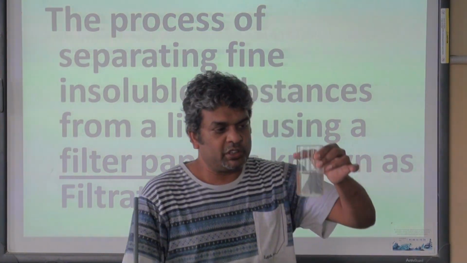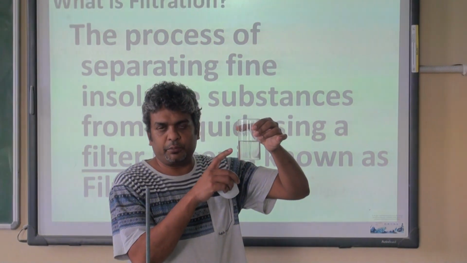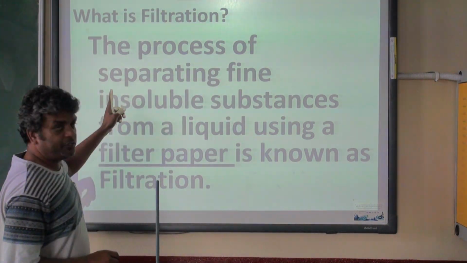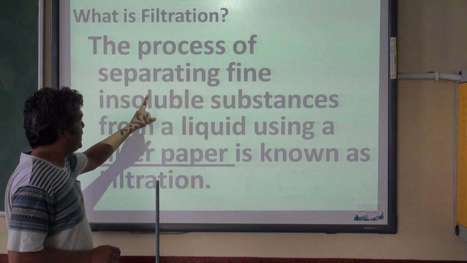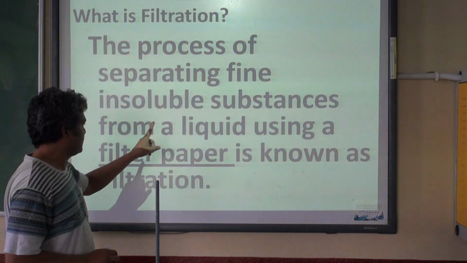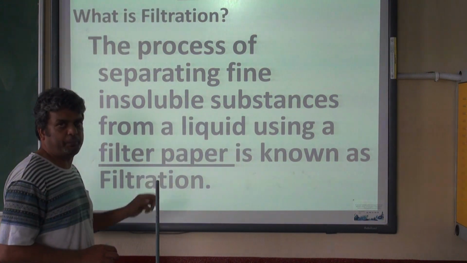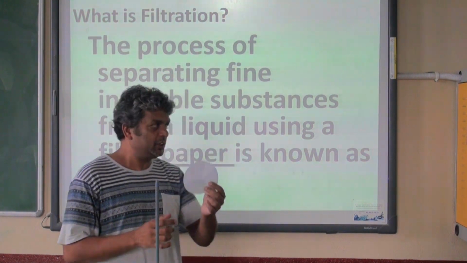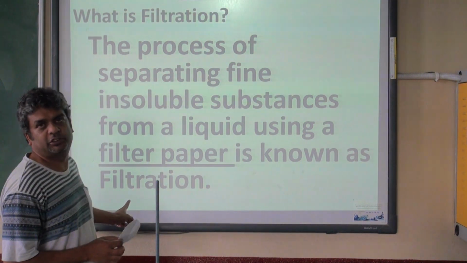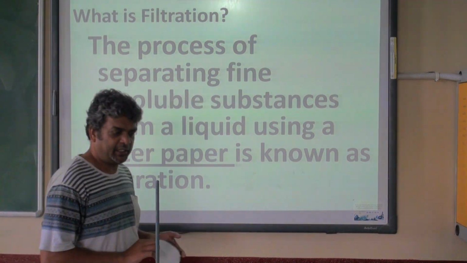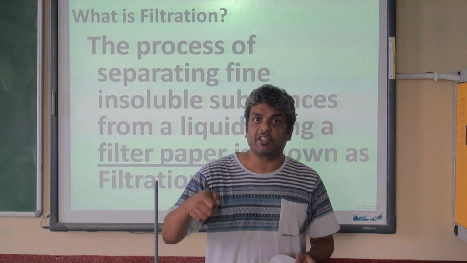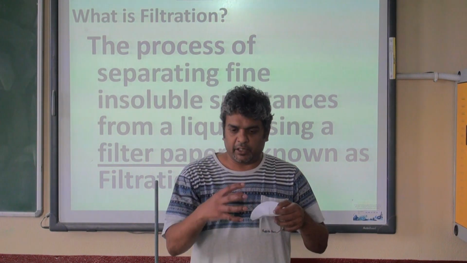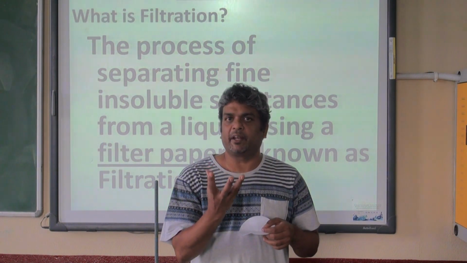To take out these finer particles from this clear liquid is called filtration. What is filtration? The process of separating fine insoluble substances from a liquid using a filter paper. Now this is a filter paper. Using this filter paper is known as filtration. At home when your mother makes tea, she uses a strainer. She pours the tea through the strainer, it goes into the cup. All the tea leaves remain in the strainer.